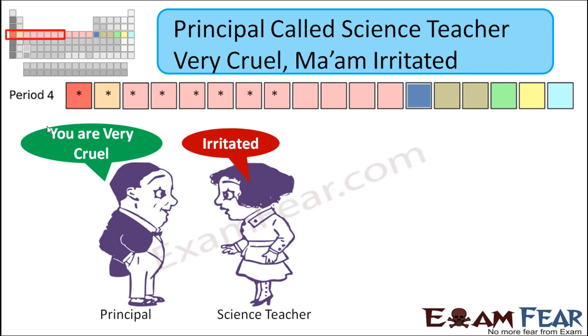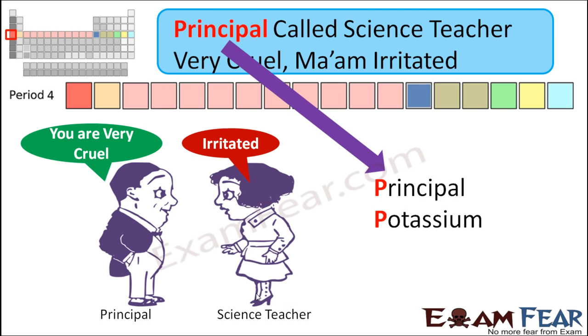we see on the screen that there is a principal who is telling something to the science teacher, and the teacher is getting really irritated. Now here, if you look at period 4, there are a huge number of elements in period 4, and that is why we have divided it into 2 sections. So right now we will only discuss the first section. Looking at the picture, the memory tip for period 4 would be principal called science teacher very cruel, ma'am irritated.